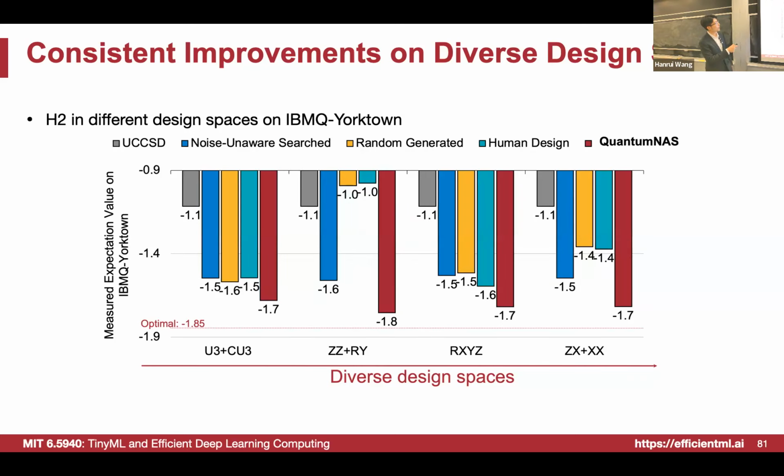And also in terms of the quantum chemistry problem, which is finding the ground state energy for hydrogen. The ground truth is minus 1.85, and the lower, the closer to the ground truth. So we can also compare with the previous designs, like the UCCSD, which is a theoretical design, and also some noise-unaware search with randomly generated structure, and also the human design. Using our search structure will be much better than the previous baselines and closer to the hydrogen ground state energy.